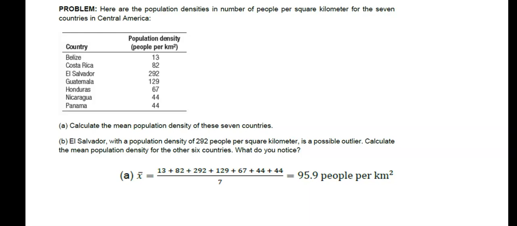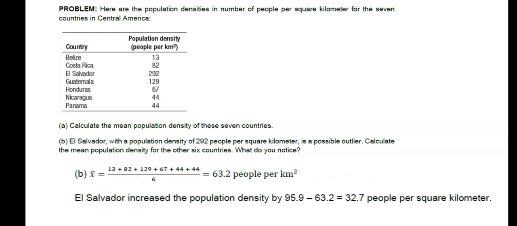That's great to do. El Salvador, with a population density of 292 people per square kilometer, is a possible outlier. Yeah, I'd say so. Calculate the mean density without that one. So just the 6 countries without that outlier. Now it goes down to 63.2, just one number off, but because that was such a big outlier, it had a change of 32 people per square kilometer. Wow, so the average changes a lot. The mean is very affected, not resistant to the effects of an outlier, where the median would not change or would change very little. That's the lesson for today.